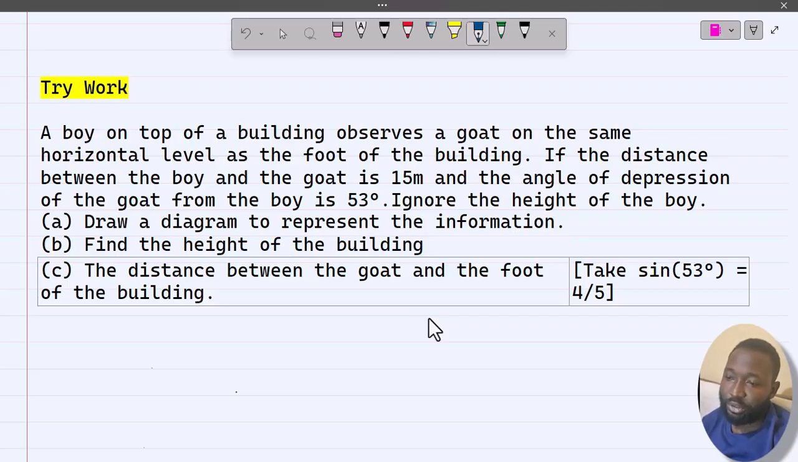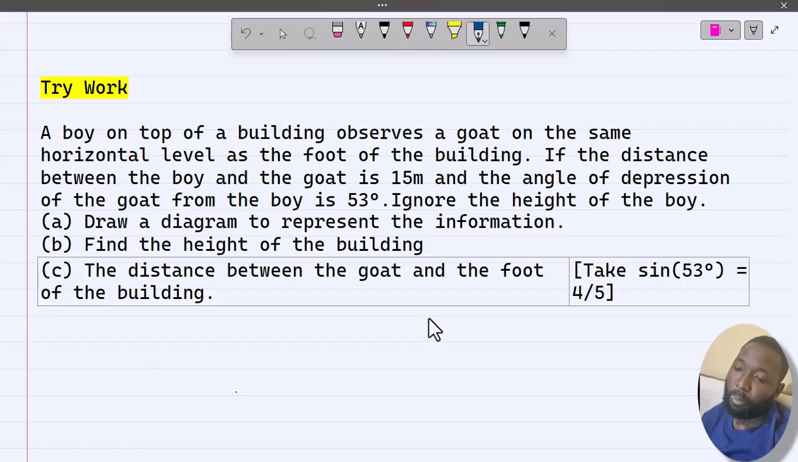It says that a boy on top of a building observes a goat on the same horizontal level as the foot of the building. If the distance between the boy and the goat is 15 meters, and the angle of depression of the goat from the boy is 53 degrees. Here it says ignore the height of the boy.